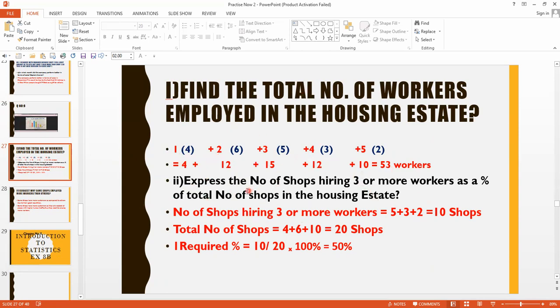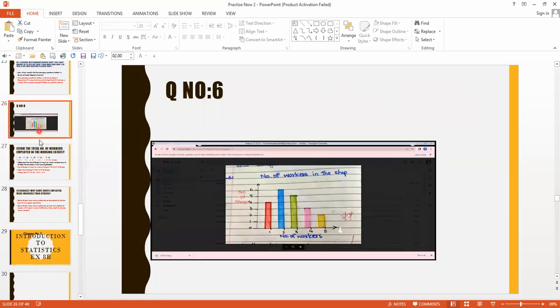Okay. So this is the first part. Next, move towards the second part. It says: express the number of shops hiring 3 or more workers as a percentage of the total number of shops in the estate.